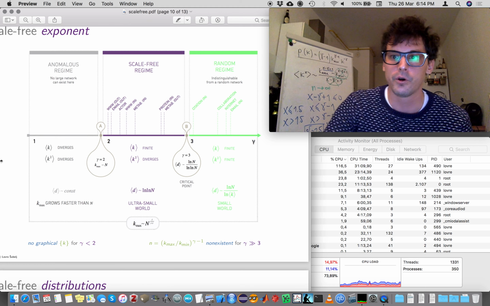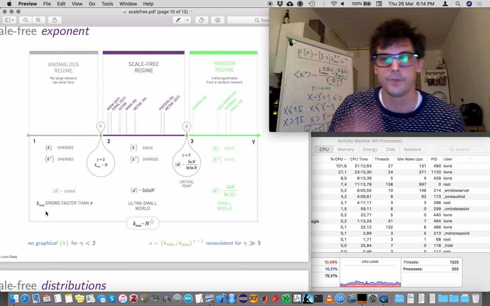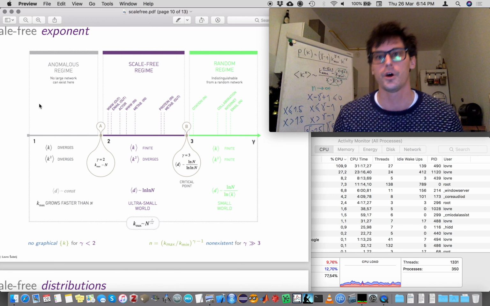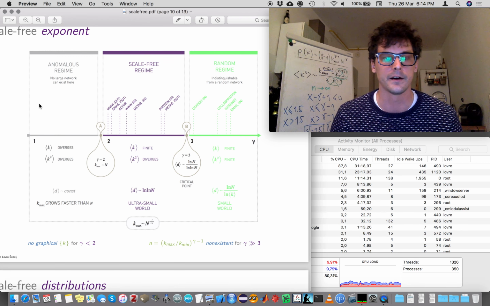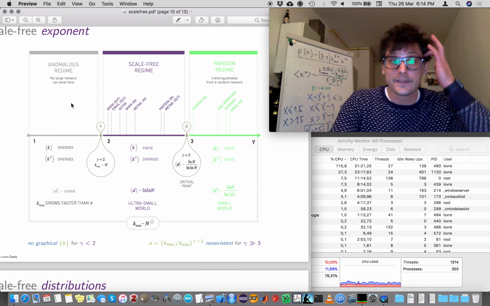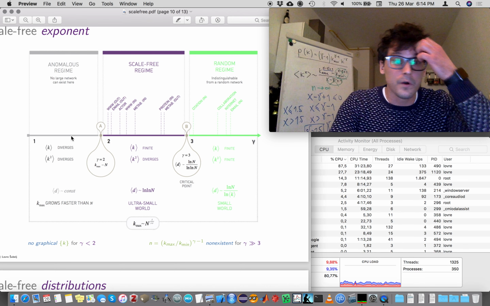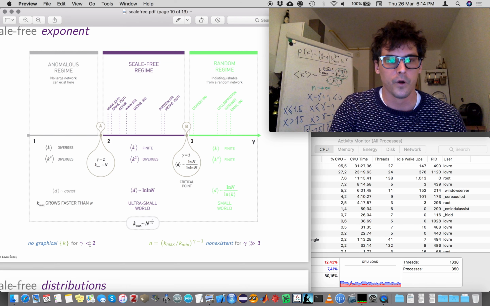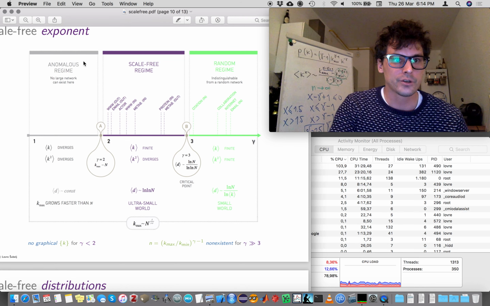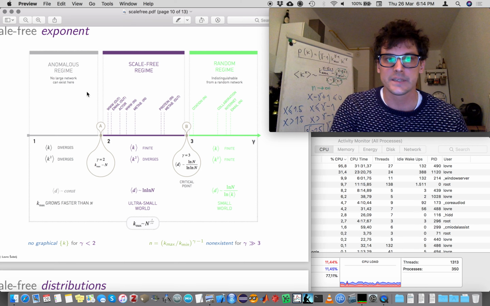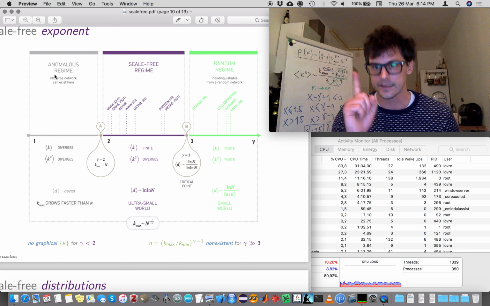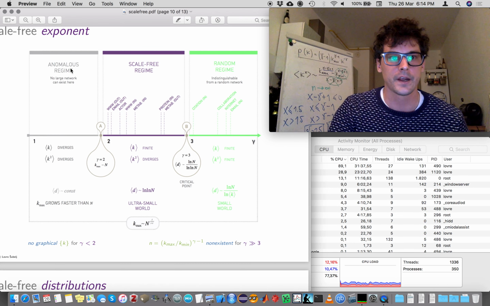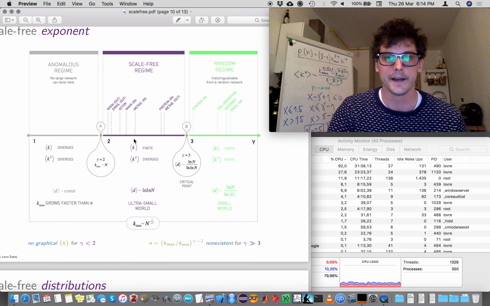So something that we already covered when we talked about the configuration model: we said that that kind of sequence is then graphical, so that it's actually possible to construct a graph. It turns out that there is no graphical degree sequence for gamma smaller than 2. So this is why, in a simple graph, you cannot have a network with gamma between 1 and 2.